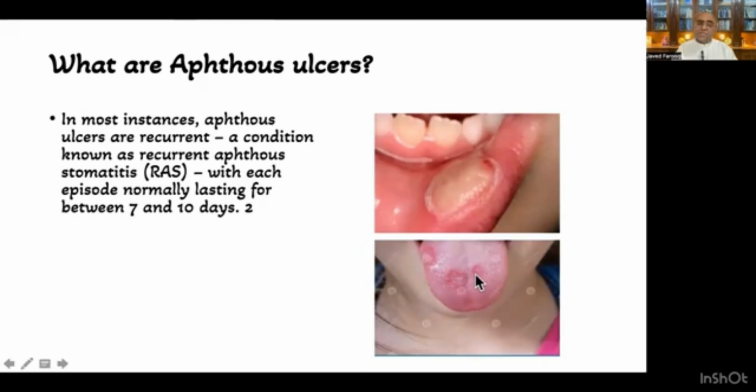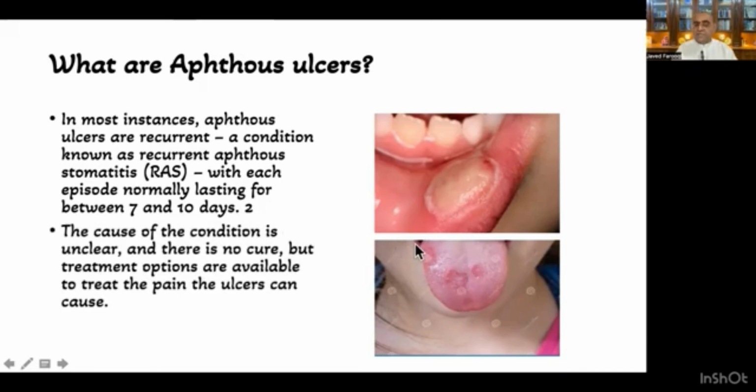In most instances, Aphthous ulcers are recurrent, a condition known as recurrent Aphthous stomatitis or RAS, with each episode normally lasting for between 7 and 10 days. The cause of the condition is unclear and there is no cure, but treatment options are available to treat the pain the ulcers can cause. We all know this.